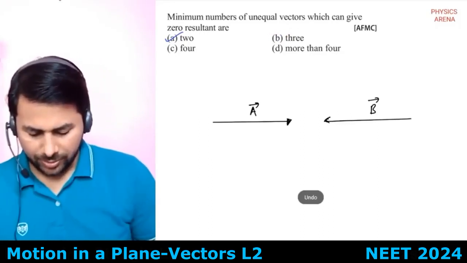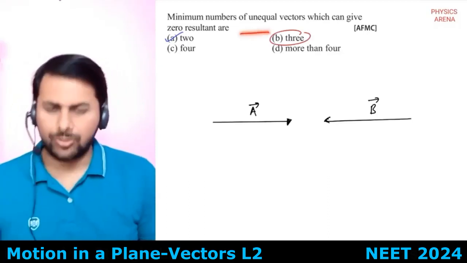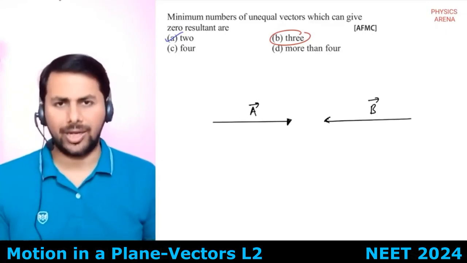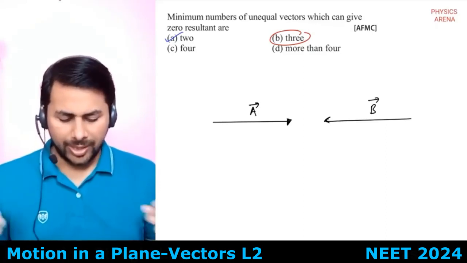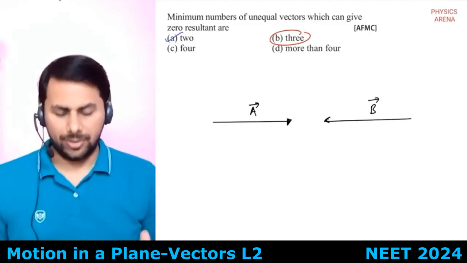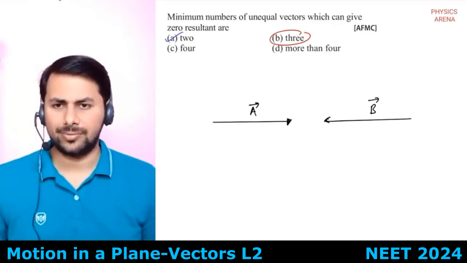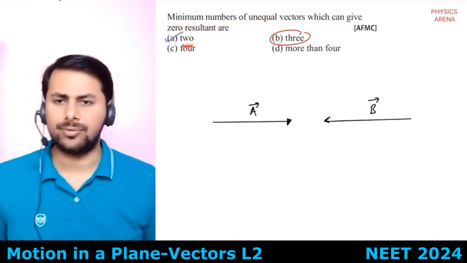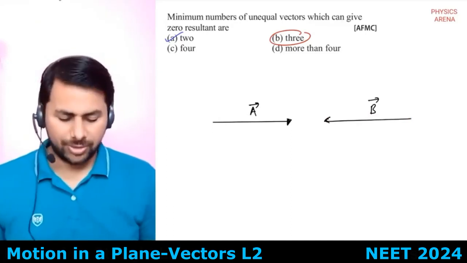Now see here, what the person who designed this question means to say is the minimum number of vectors having different magnitudes. How many minimum vectors will you require whose magnitudes are different to get 0 resultant? So its answer would be 3. But the question as it is, its answer is definitely 2, because if you have this vector and this vector, they are not at all equal. You can't say these two vectors are equal.